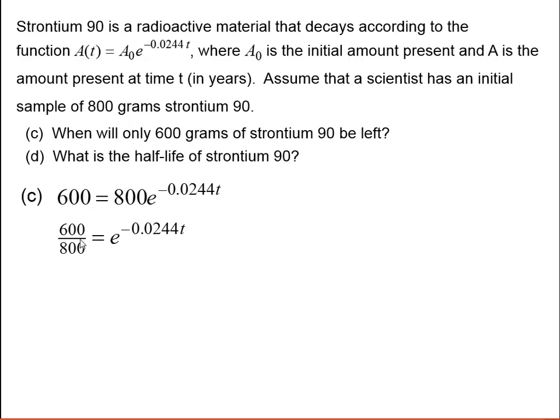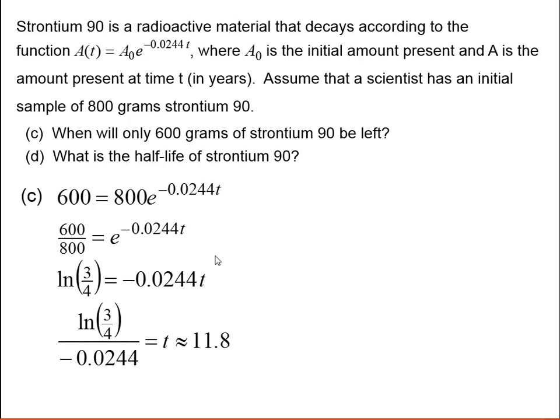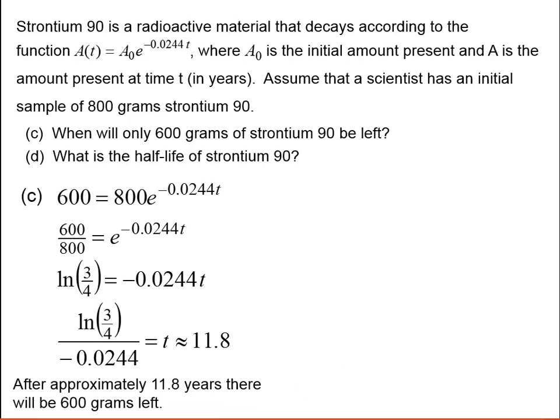I'm going to start to get a little bit lazy here. When I ln both sides, I'm going to remind myself ln and base e are inverses. They're going to undo each other, and I'm going to just get the exponent to drop out. Then I divide both sides by the 0.0244, and there's the time. So we'd say about 11.8 years for there to be 600 grams left.